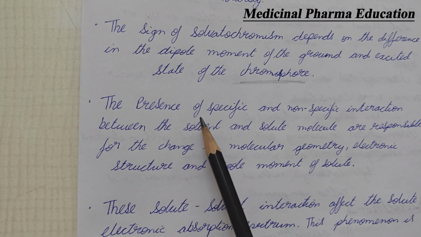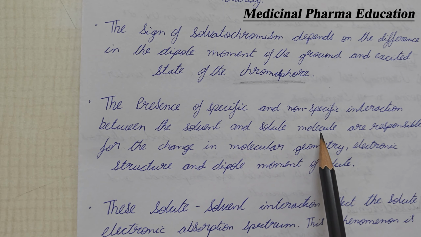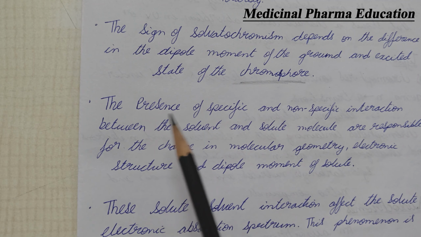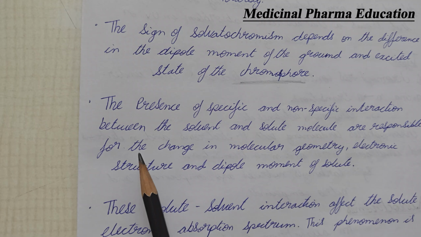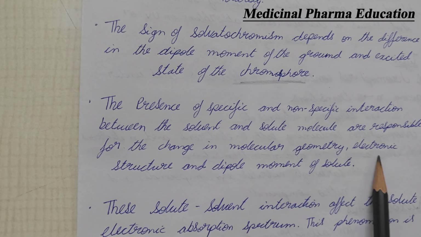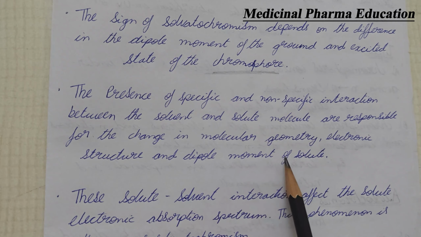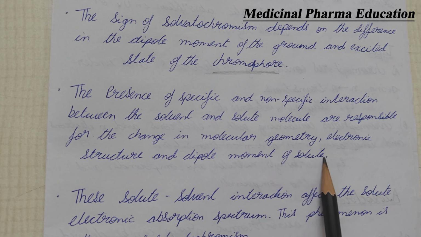Next, the presence of specific and non-specific interactions between the solvent and the solute molecule are responsible for the change in the molecular geometry, electronic structure, and the dipole moment of the solute. Here the solute and the solvent are interacting, both are interacting. These are the changes caused after the interaction of the solute and the solvent.